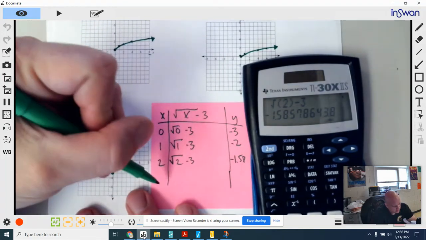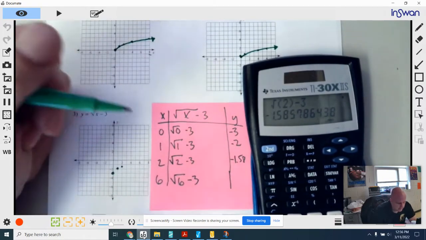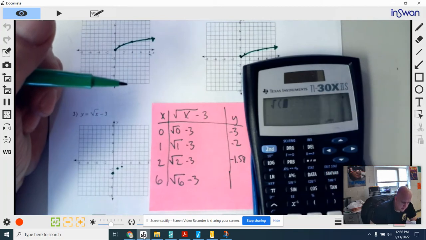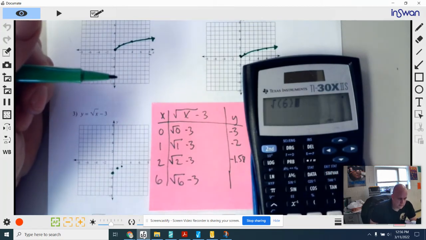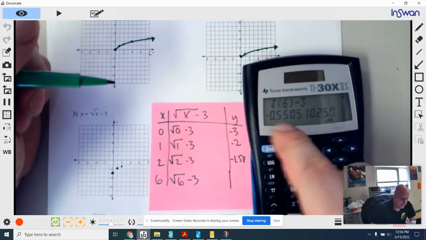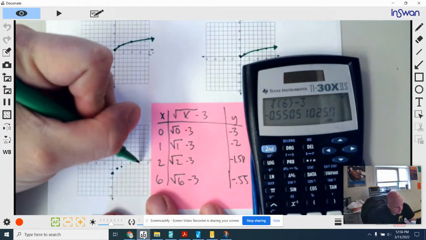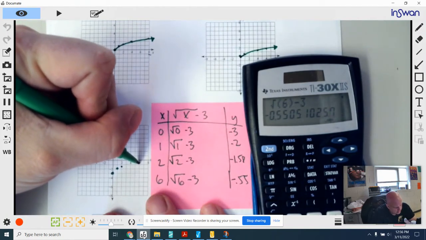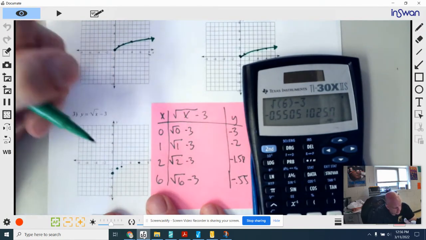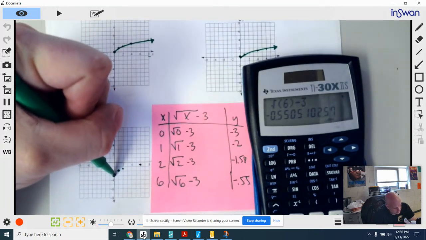All right, and let's go all the way out to 6. So the square root of 6, take away 3. So let's do that again. Square root of 6, put my closing parentheses, take away 3, and we get about negative 0.55. So at 6, a little bit below halfway, right, like so. All right, go ahead and connect it. So this is your starting point.